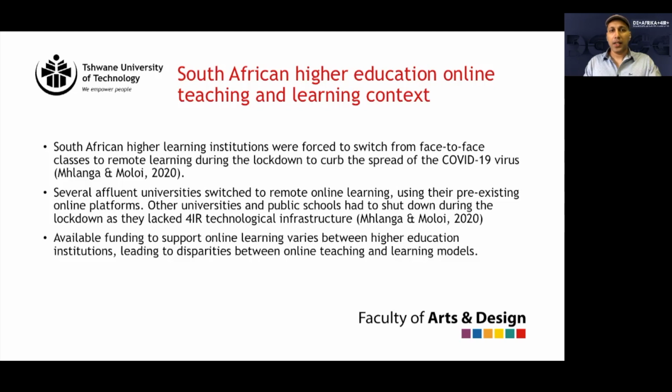The South African higher learning institutions were forced to switch from face-to-face classes to remote learning during the lockdown to curb the spread of the COVID-19 virus. Several affluent universities switched to remote online learning using their pre-existing online platforms. Other universities and public schools had to shut down during the lockdowns as they lacked the 4IR technological infrastructure. Available funding to support online learning varied between higher education institutions, and this led to disparities between online teaching and learning models.